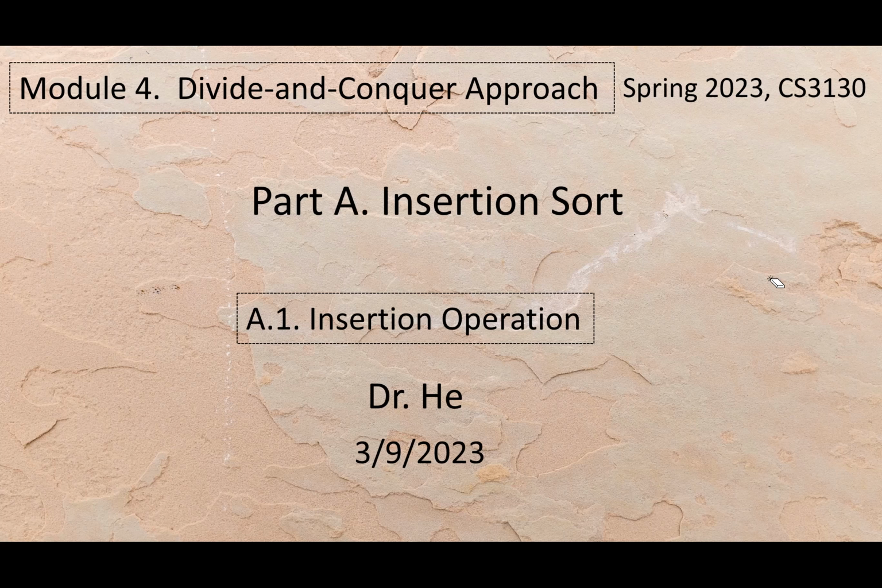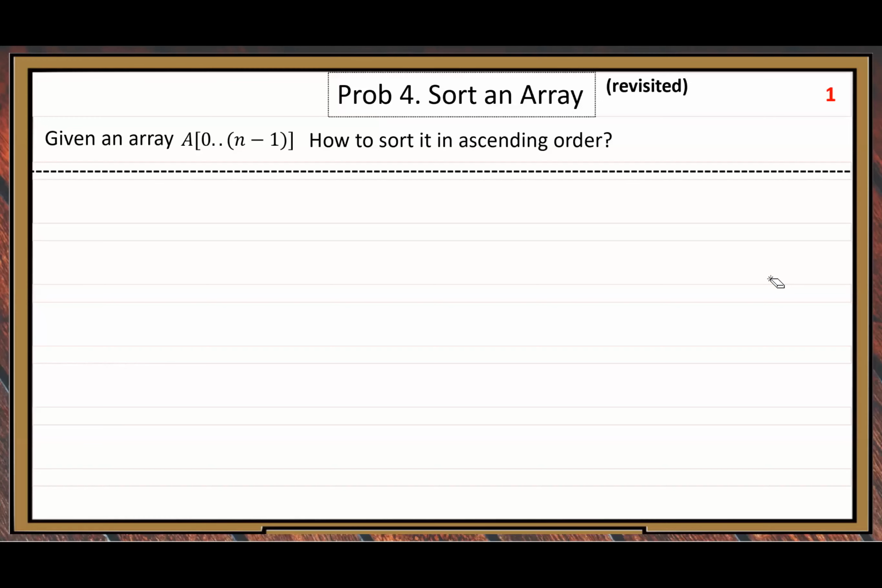Another sorting algorithm, insertion. Special property for this algorithm, insertion method. 8.1, insertion operation. All right. The problem is our old problem, number 4, sort an array. Revisited. But this time, we will discover some new property, and when we apply this new property, we will have a new solution.